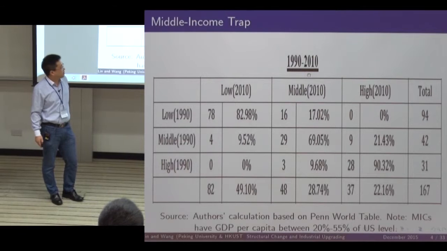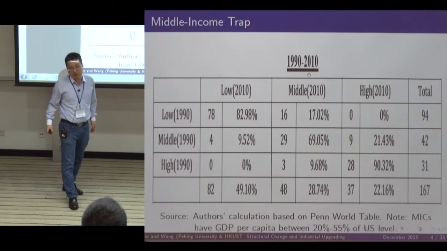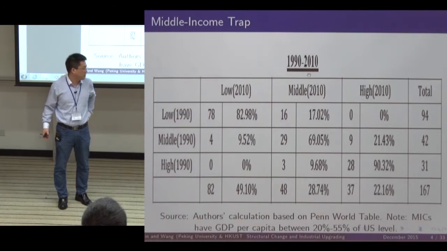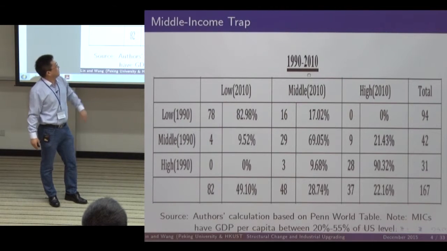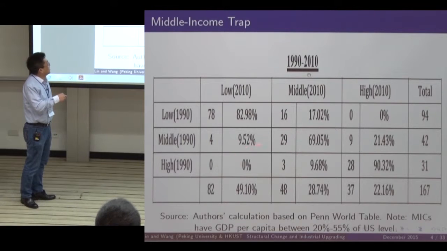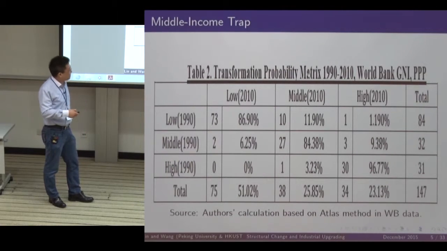This is a probability transition matrix. Here we define the middle income trap as those whose GDP per capita, in PPP terms, is between 20% and 55% of the US. It's an arbitrary threshold, but this is a criterion used in the literature. What you see is that in 1990, 29 economies out of 42 were counted as middle-income countries, but 20 years later, 70% of them still remain in the middle. There is some probability of moving back and some of moving up, so it's more volatile. And this is the low-income trap, if you like, and this is the high persistence of high-income countries. If you use a different data set, you get a similar thing.